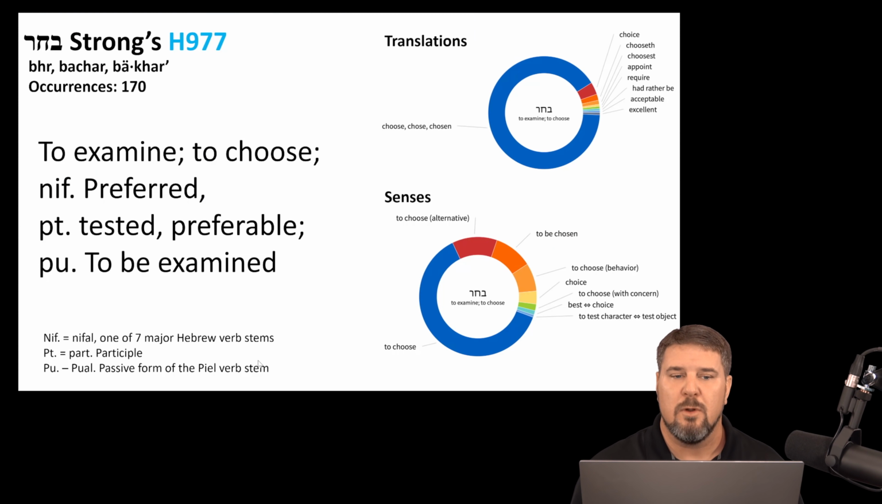So now we'll go back to where we were and pick up on the original language words that we're going to be looking at. Here's Strong's H977. The H stands for Hebrew, and it's bahar. There's 170 occurrences of this word, and it means to examine, to choose, preferred, tested, preferable, to be examined. And you can see how it's translated over here. These analyses over on the right-hand side come from the Logos Bible software.